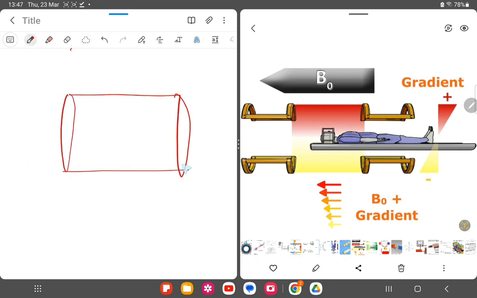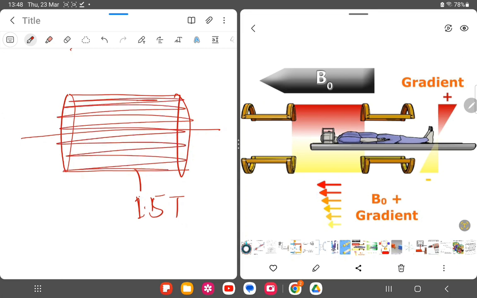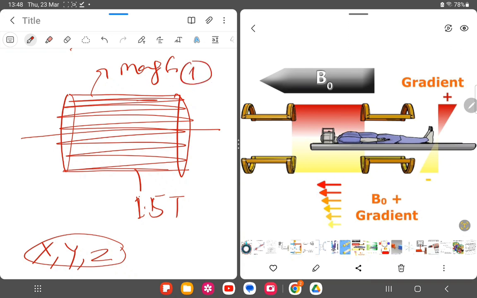This is your MRI. Anywhere, a 1.5 Tesla magnetic field will be there, everywhere in this machine. But field variation can take place in any axis: X, Y, and Z. So two things. One is a homogeneous magnetic field. The second important thing is that we need a field variation.